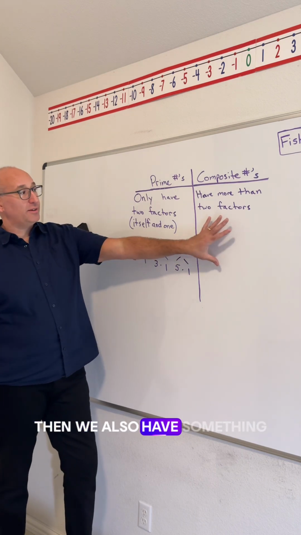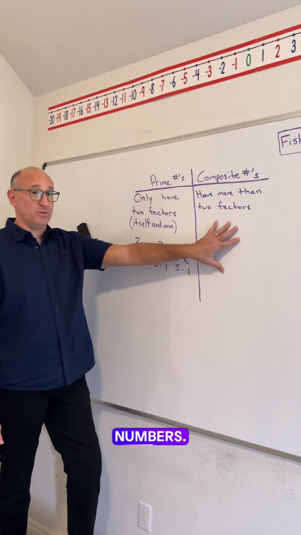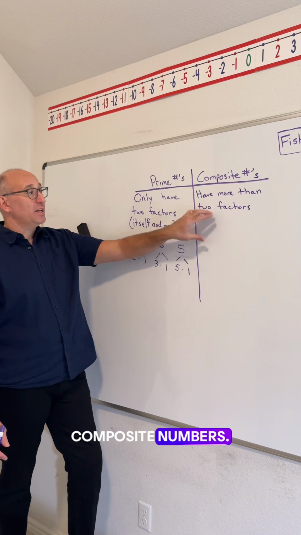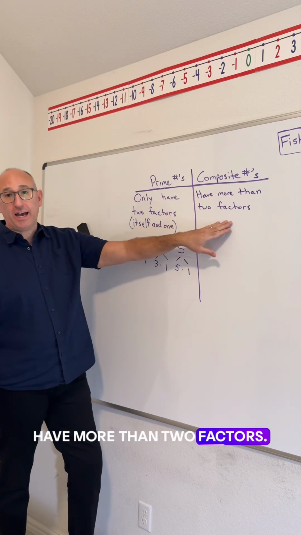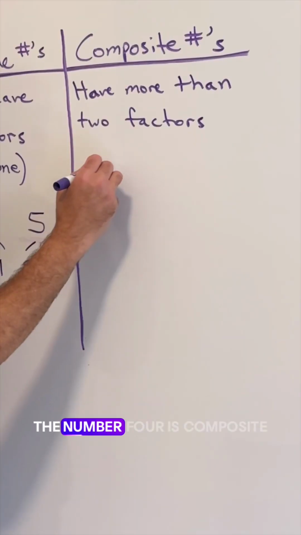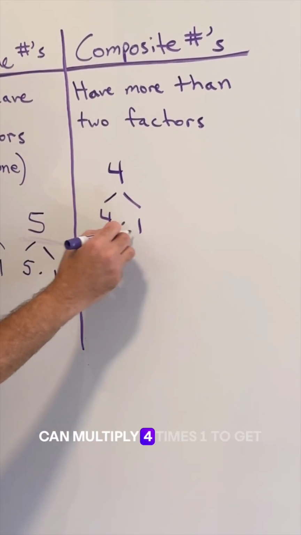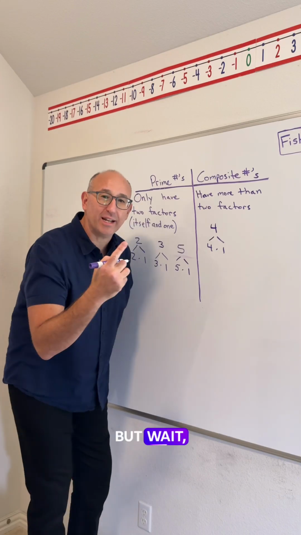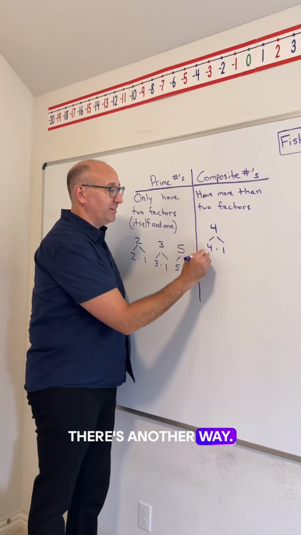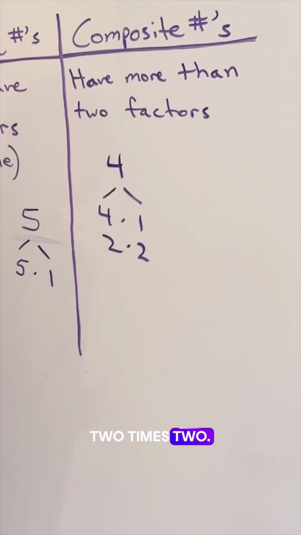Then we also have something called composite numbers. Well, composite numbers have more than two factors. So for instance, the number 4 is composite because I can multiply 4 times 1 to get 4, but wait, there's another way. 2 times 2.